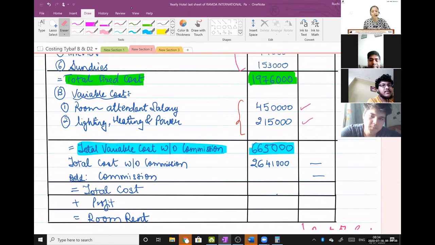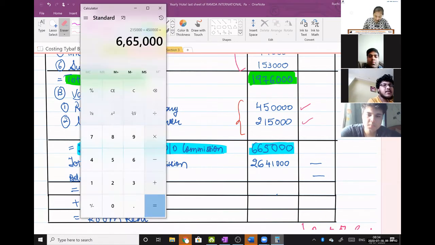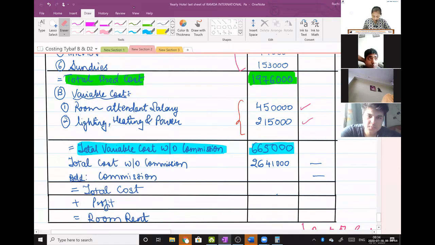Then total cost without commission. Total cost is fixed plus variable. So 19,76,000 plus 6,65,000. My answer is 26,41,000. Add commission to this, I will get my total cost. Add profit to it, I will get my room rent. That's my revenue.